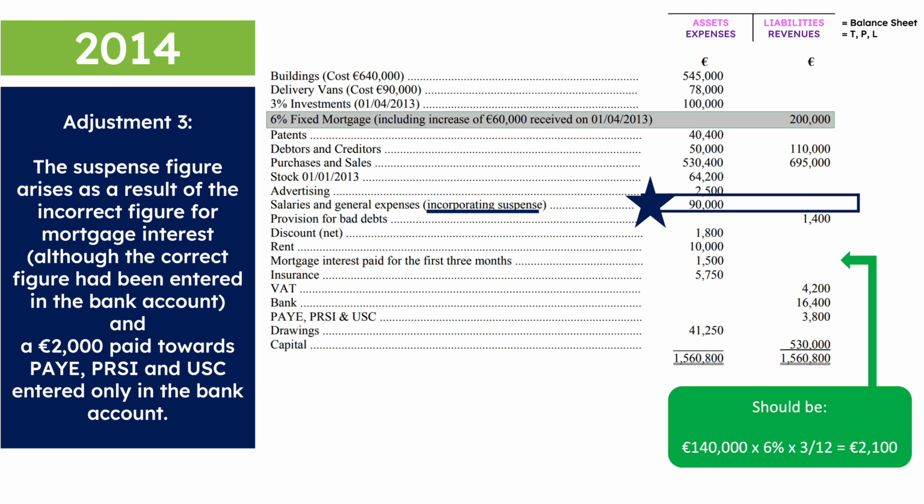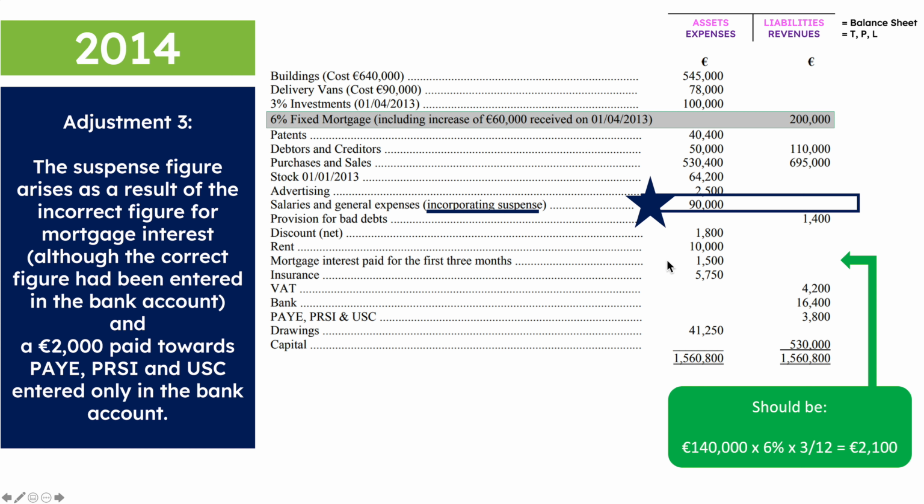Right, so 2014 adjustment 3. The suspense figure arises as a result of the incorrect figure for mortgage interest, although the correct figure had been entered in the bank account, and €2,000 paid towards PAYE, PRSI and USC entered only in the bank account. Okay, so let's get started with the first one.